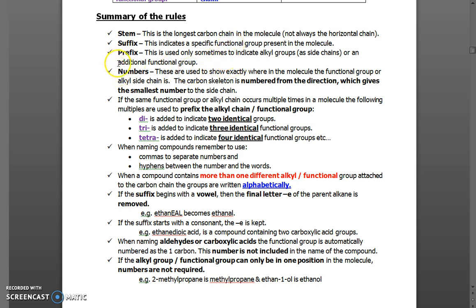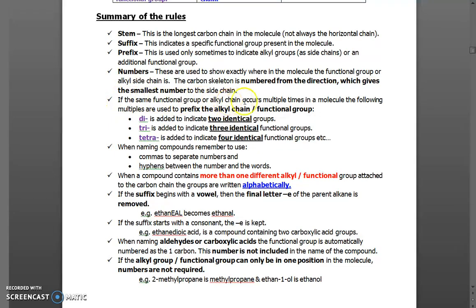Numbers, now this is where it gets complicated. The numbers are used to show exactly where in the molecule the functional group or the alkyl side chain is. Okay, the carbon skeleton is numbered from the direction which gives the smallest number to the side chain. So it doesn't have to be from left to right going 1, 2, 3, 4. You could be counting 1, 2, 3, 4, counting right to left. You've always got to check for the smallest number.